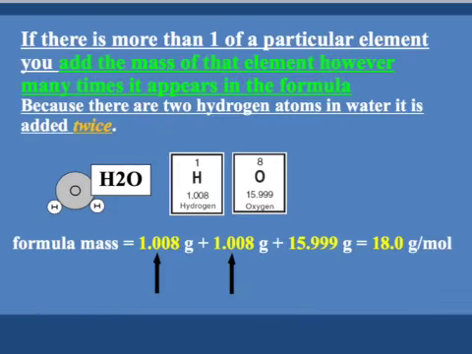All right, so here it is for you to write down. So if there's more than one of a particular element, you add the mass of that element however many times it appears in the formula. So like here, again, this is water. We have 2 hydrogens, so we have hydrogen's mass once, and we have hydrogen's mass twice. And that gives us our overall answer.